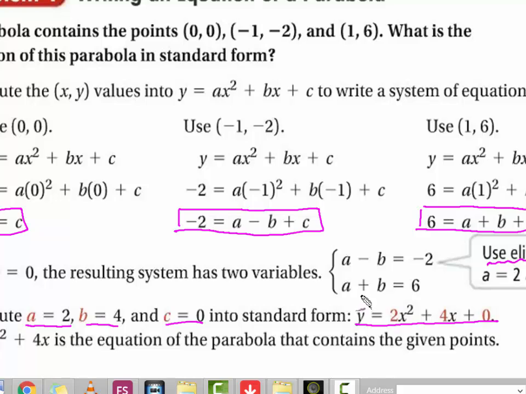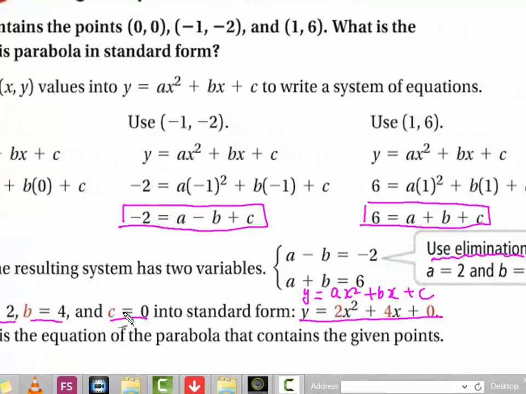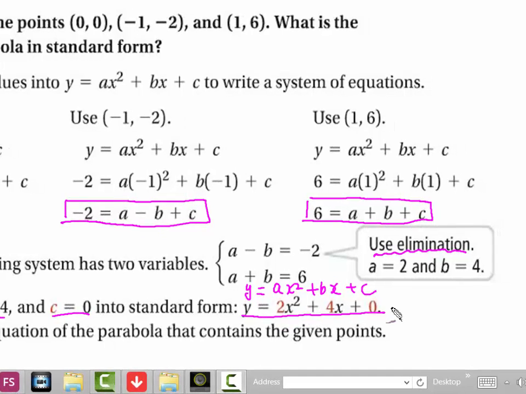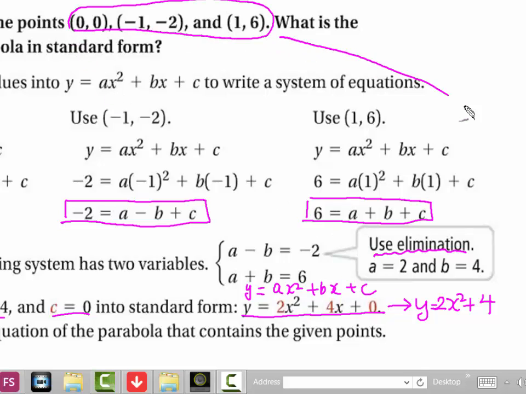Remember, this is the standard form, y equal to ax squared plus bx plus c. And since we got a equal to 2, b equal to 4, c equal to 0, here we are. This is the equation of the parabola that we are looking for. And all these 3 points are the points that this parabola will pass through.